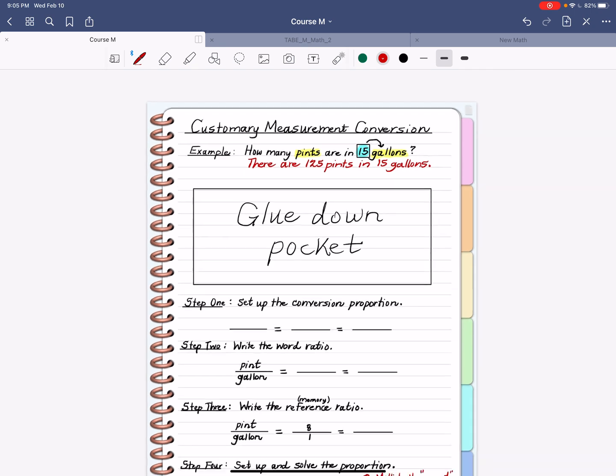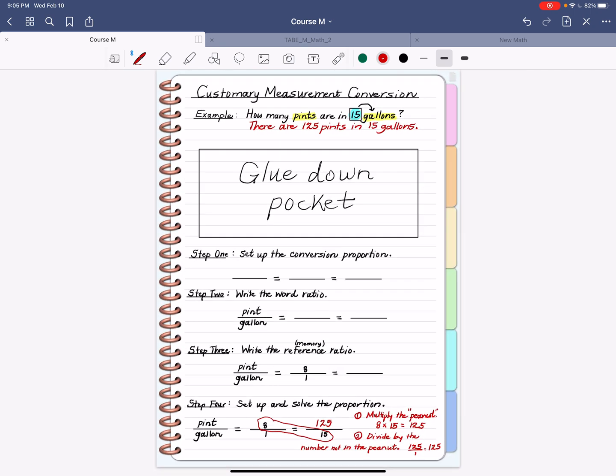And that is called a conversion. And we're going to do more of these, following these 4 steps exactly the same way. Do it exactly the same way every time, and you won't miss these. If you practice them enough, you will get very good at them.